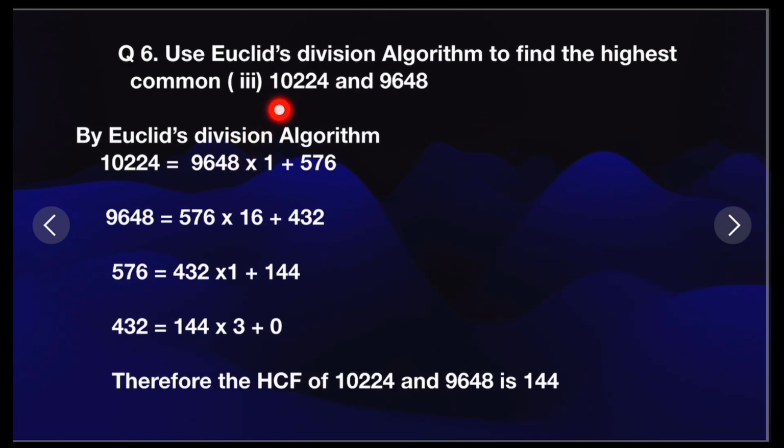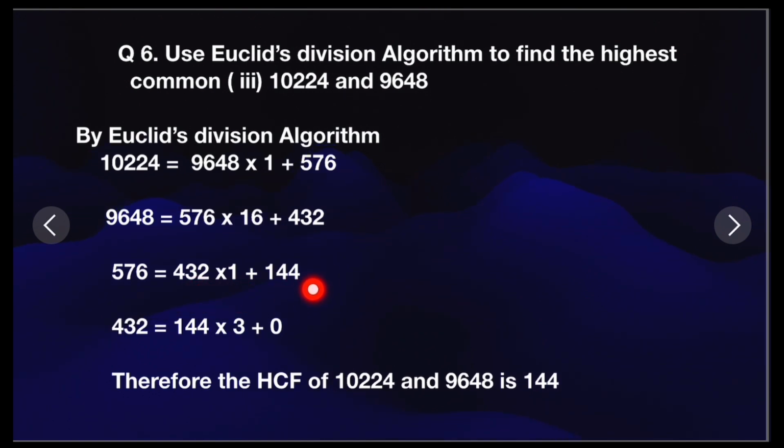Okay, next numbers, 10,224 and 9,648. Write down the bigger number as A and this as B. Do the division, you will get the quotient and remainder. Now take this as A and the remainder as B and do the division, you will get the quotient and remainder. Still it's not equal to 0, so take this number as the A or the dividend and take this remainder as the divisor, and do the division, you will get the quotient and remainder.